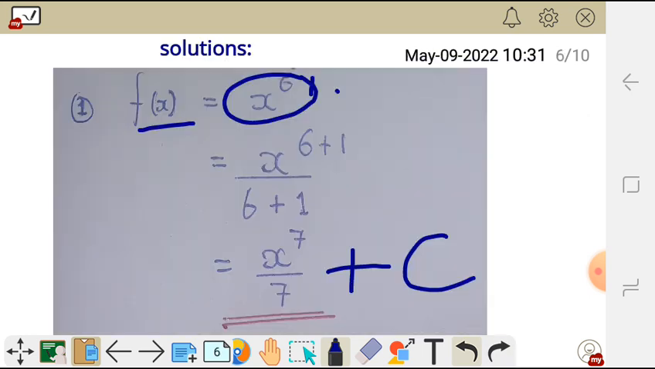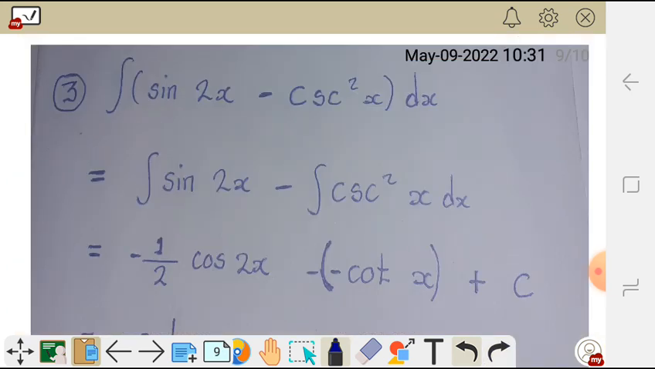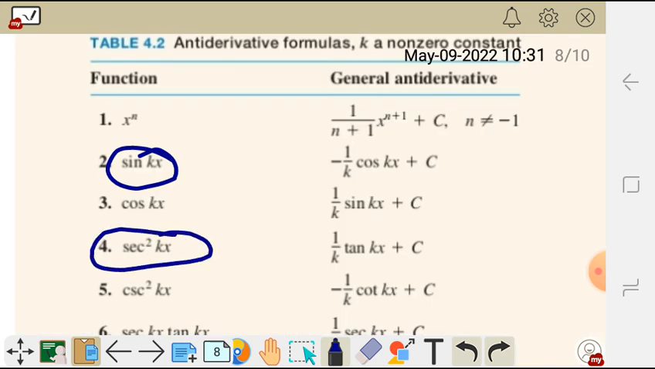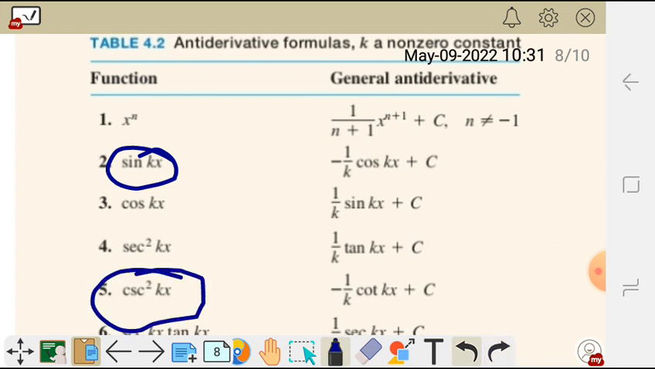Then for the last one, which is the integral of sine 2x minus cosec squared x dx, we are going to use the second principle, which is the principle of the sine function with a constant, together with the fifth principle, which is the cosec squared function. So remember, the antiderivative of cosec squared is simply negative cotangent.